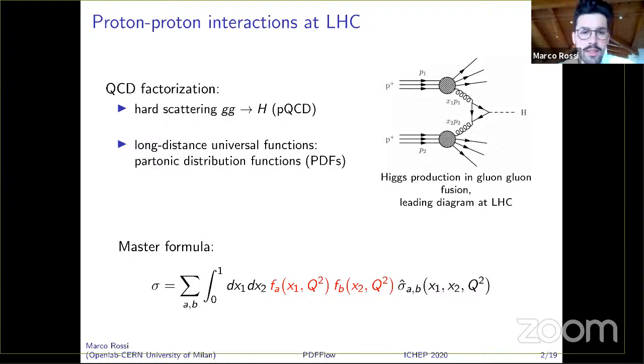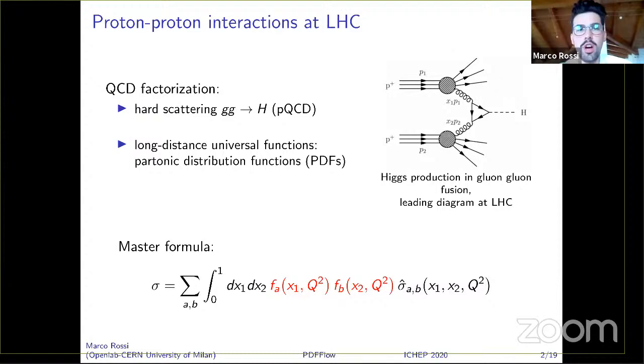And QCD tells us how to compute the cross-section for this process via the formula of the convolution of 2 PDFs, f_a and f_b, that takes into account long-distance behavior of the physics with a parton level cross-section sigma hat. The 2 PDFs are functions of 2 arguments, x and q squared. x is the fraction of momentum of the incoming parton with respect to the parent proton, and q squared is a typical energy scale of the hard process.